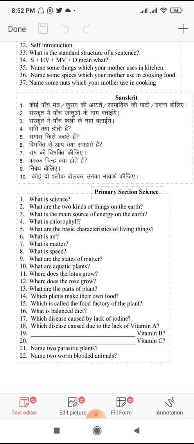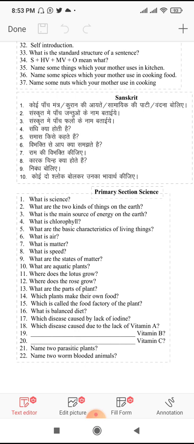What is speed? Speed is distance upon time. Okay, what are the states of matter? There are four states of matter: solid, liquid, gas, and plasma. What are the aquatic plants? The plants which live and survive in the water are called the aquatic plants. Where does the lotus grow? Lotus grows in the pond. Okay, where does the rose grow? Rose grows on the field, a terrestrial or land.